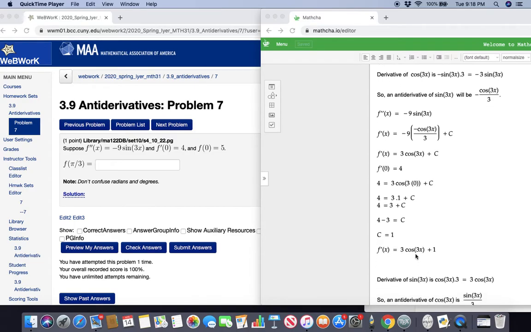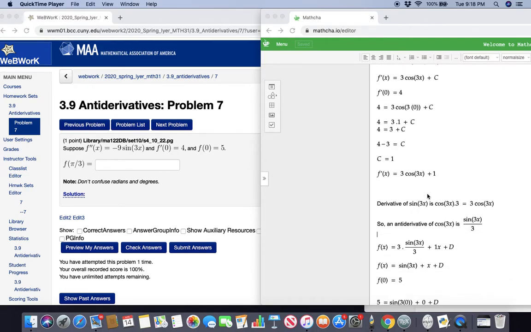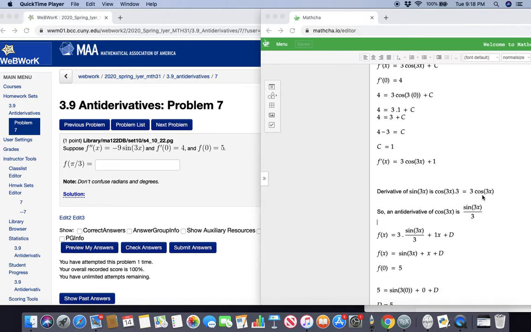Now I will need to take the antiderivative of this cosine 3x. So remind us, what is the derivative of sine 3x? The derivative of sine, this is again chain rule. So starting from outside, the derivative of sine is cosine. When you go inside, 3x gives me derivative 3. Correct? So the derivative of sine 3x is 3 cosine 3x. So if I want the antiderivative of this, I have to divide by 3. Okay? The antiderivative of cosine 3x is sine 3x over 3.